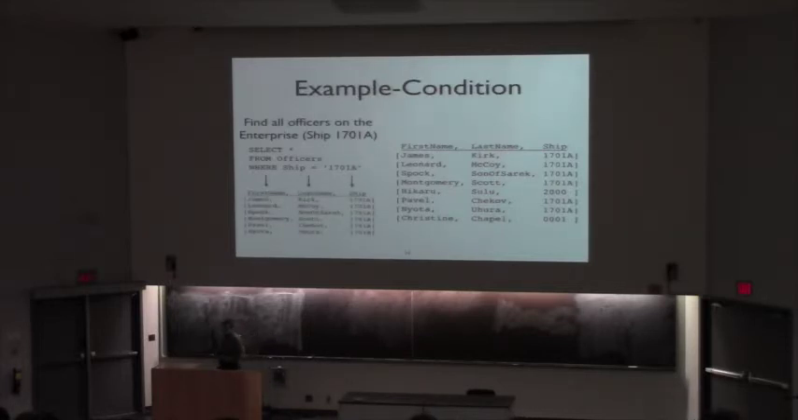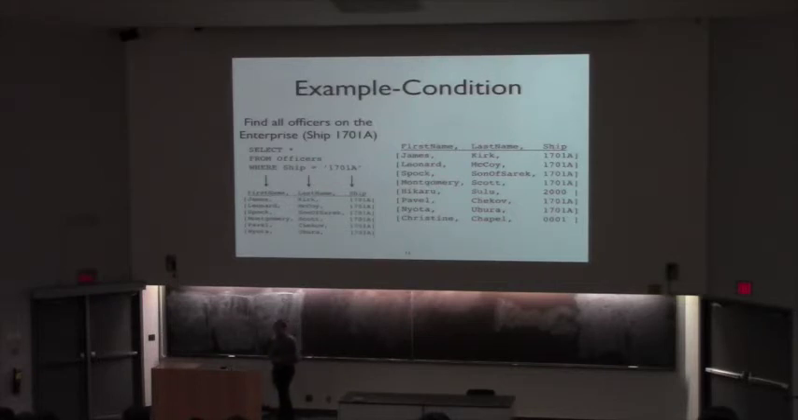Okay, so let's make this a little more concrete. Here's an example query. I'd like all of the officers. I have a table of all of the officers in Starfleet. I'd like all of the officers that are on USS Enterprise, ship 1701A. In order to do that, I'll write this query. It's select star from officers where ship equals the ship that I'm looking for.